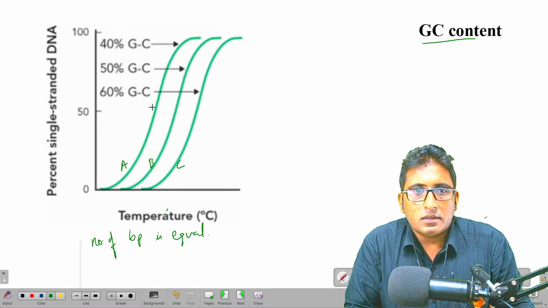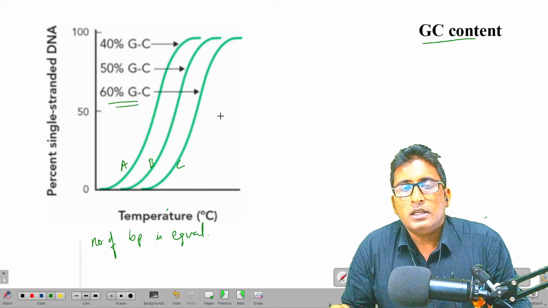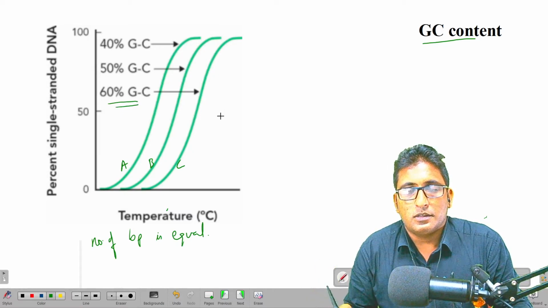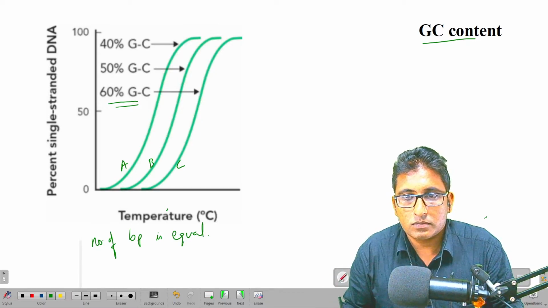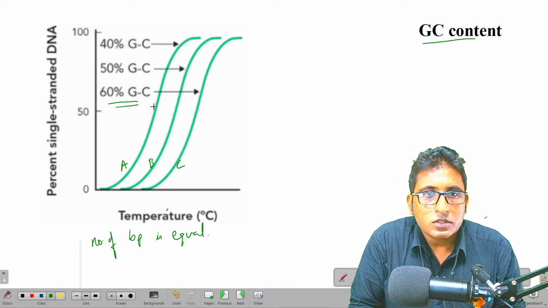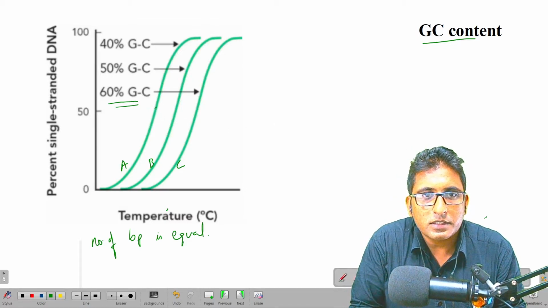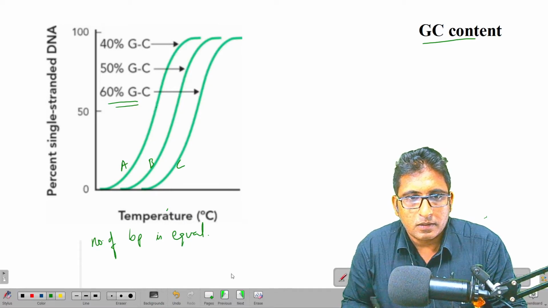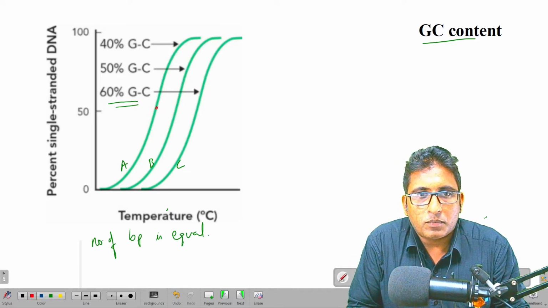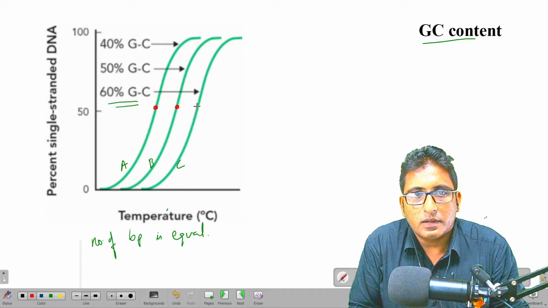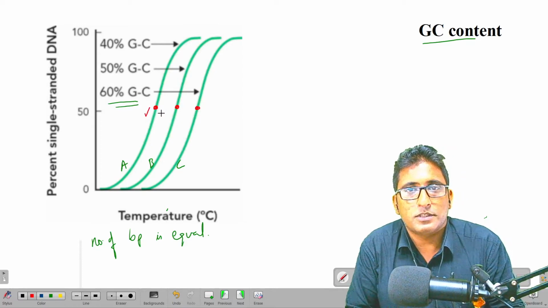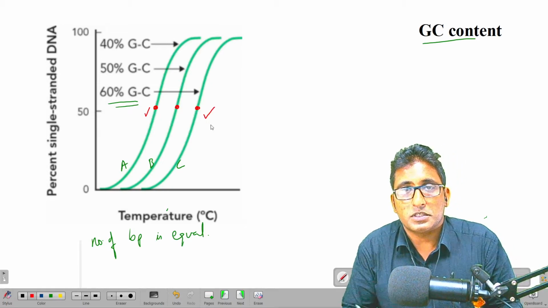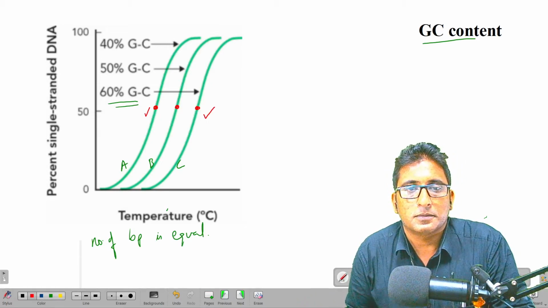So the DNA which has higher GC content is slowest to denature. The midpoint we will consider just like this, approximately. This is the midpoint, and so is here and here. You can see that A, which has the least amount of GC content, is likely to denature faster than the C sample, which has about 60% GC content.